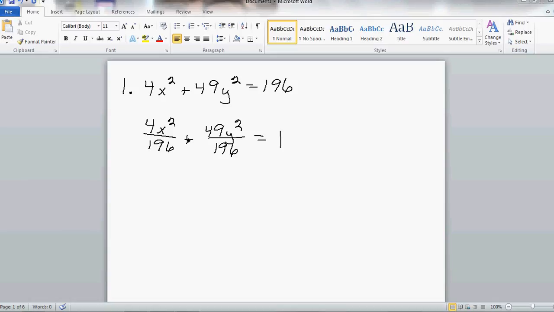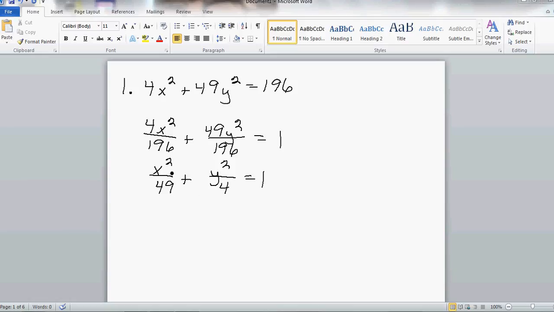Now what we're going to do is simplify this even further. 4 over 196 equals x squared over 49, and 49y squared over 196 is y squared over 4 equals 1. Now this tells us quite a bit.